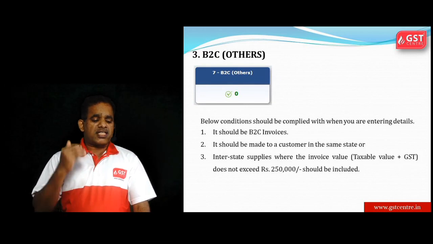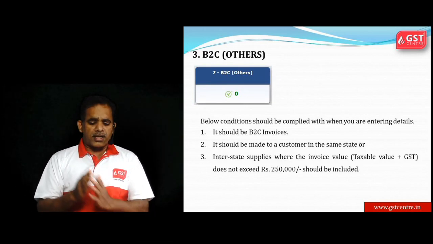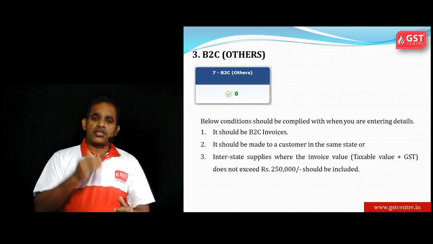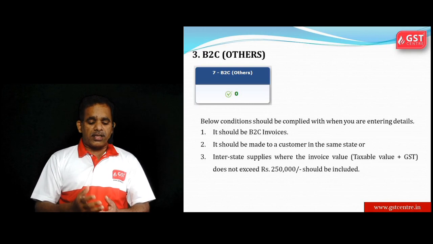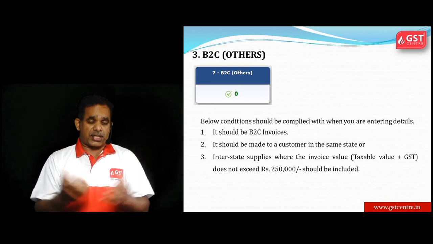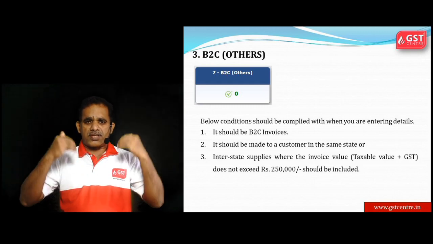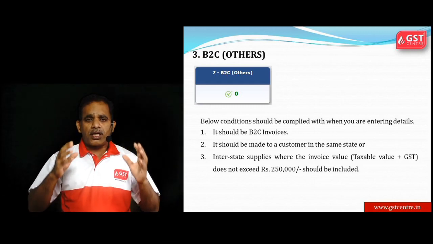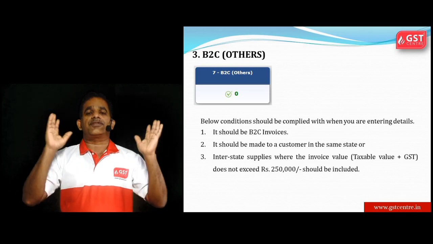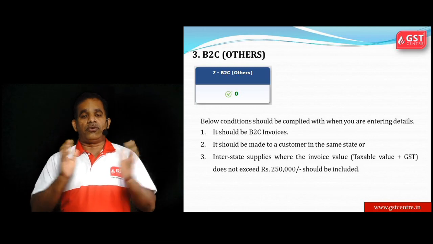Then third is B2C others. Again there are three conditions. It should be a B2C invoice. It can be made to a customer in the same state or another state. And in case of any goods or services provided to a customer in another state, the value should be less than 2,50,000. So these three conditions should be fulfilled.